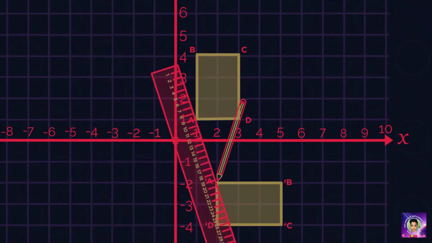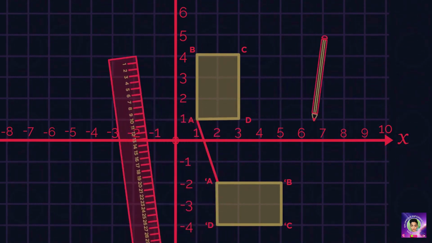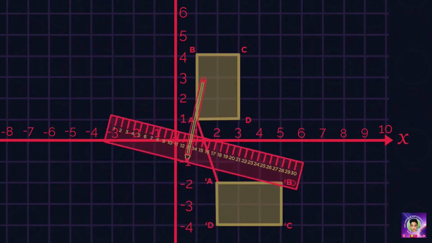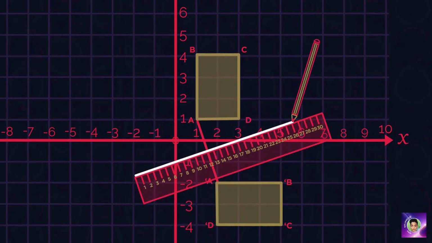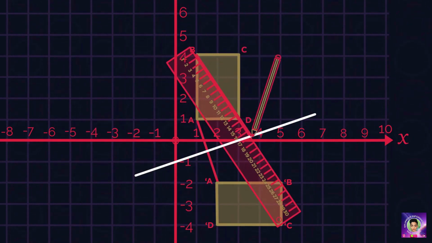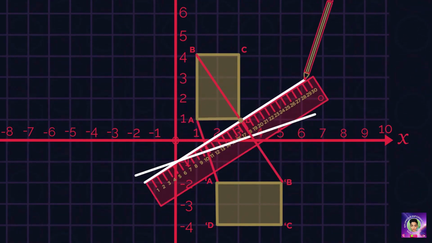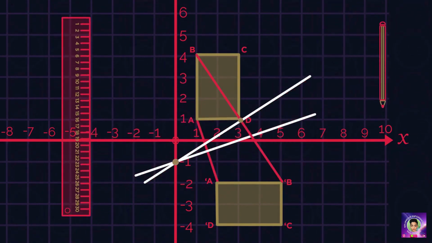Join the corresponding points A and A' with a straight line. Measure exactly halfway along the line and draw a dot. From this dot, draw a line that is 90 degrees to the line, so that the 2 lines form a cross. Now do the exact same thing, but for the joining points B and B'. Where the 2 lines cross is the center of rotation. So at 0, -1. Simple.